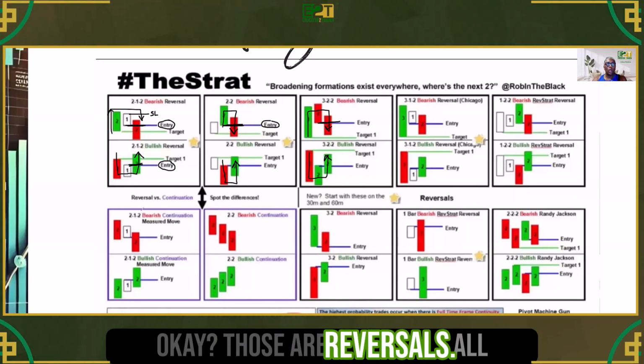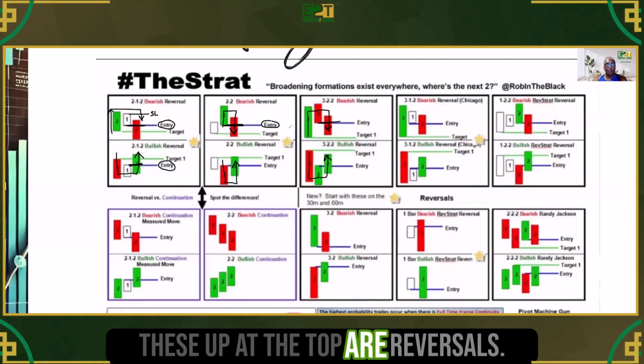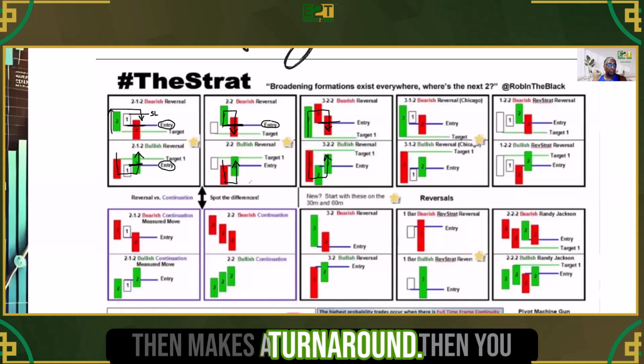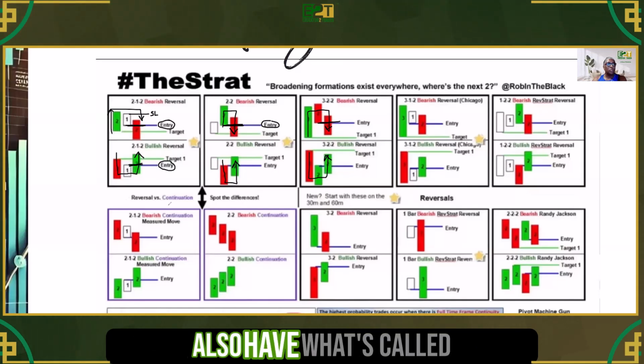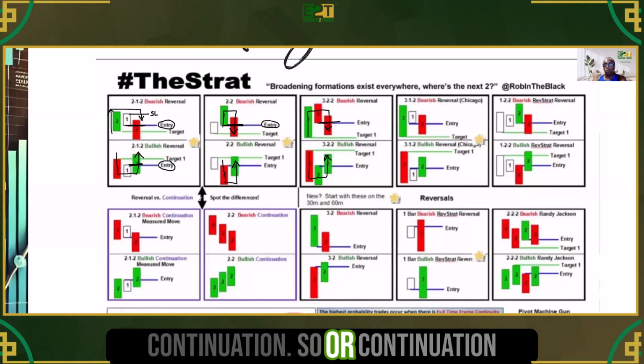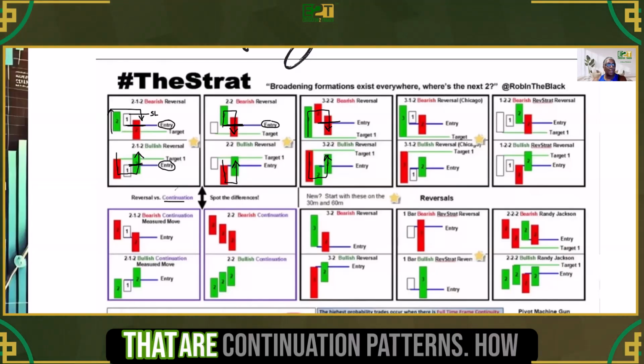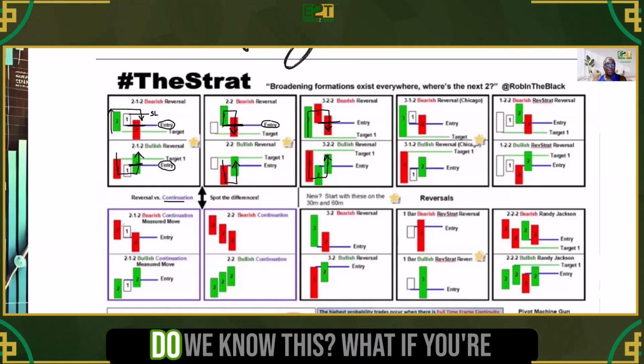Okay, those are reversals. All these up at the top are reversals, basically where price goes and then makes a turnaround. Then you also have what's called continuations or continuation candles, which we've looked at some candle patterns and we know some that are continuation patterns. How do we know this?